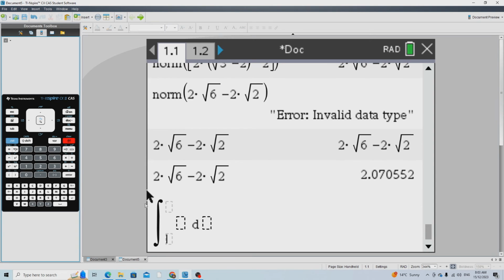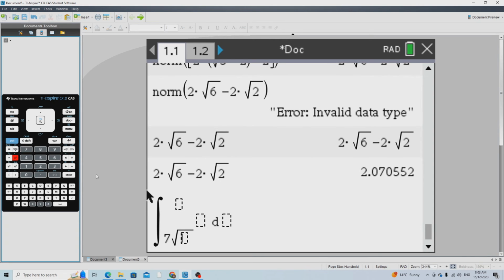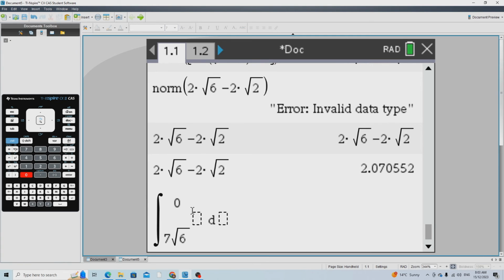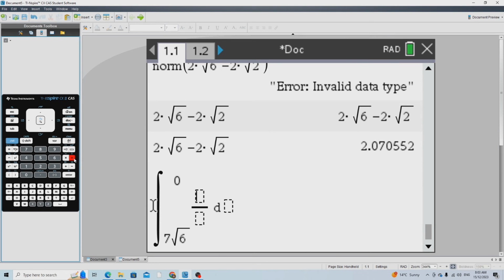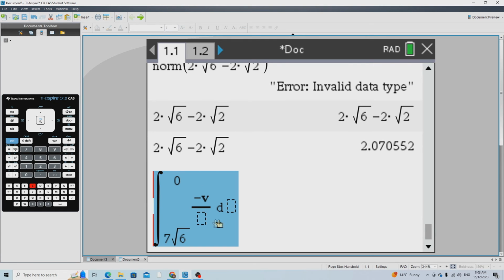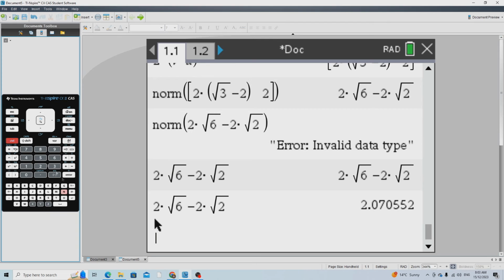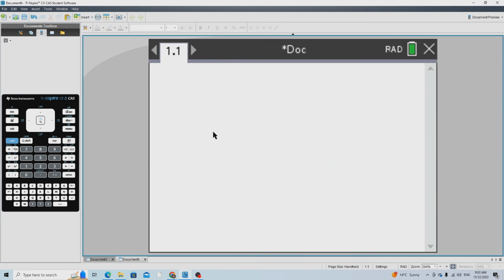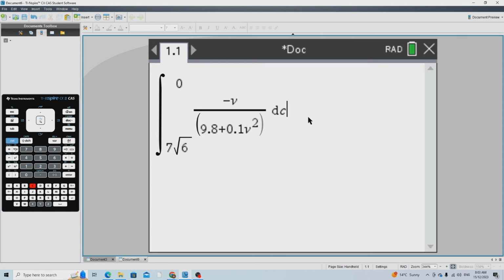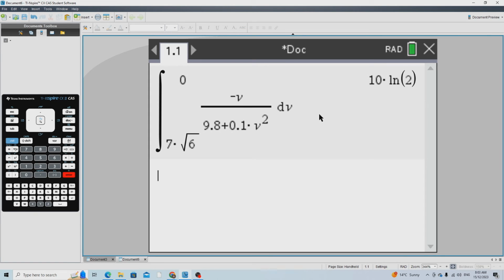So 7 root 6 to 0 of negative v divided by (9.8 plus 0.1 v squared) dv. Oh, no, make sure. Let me just copy that, because I've already defined v, so let me just do it brand new. Okay, yep. And enter. And we get 10 log e 2.